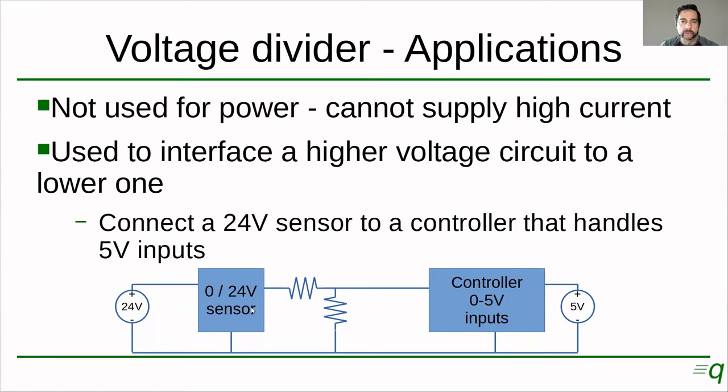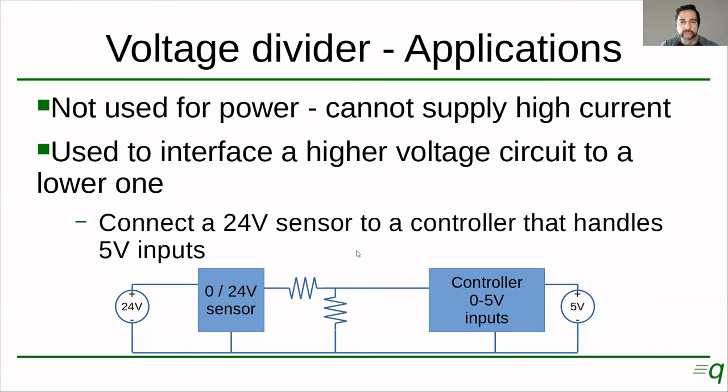This sensor puts out 0 or 24 volts. Let's assume this sensor is, I don't know, like a switch, detecting a specific object, right? And it is going to be outputting 0 volts when there's no object, or 24 volts when there's an object there. Now this controller only accepts 0 to 5, right? So we're good with the 0, but the 24 volts is too much for this 5 volt input.